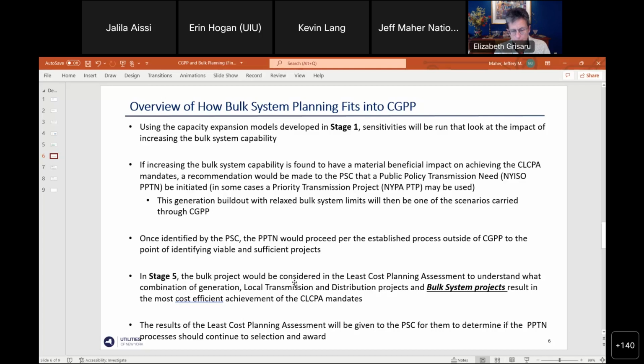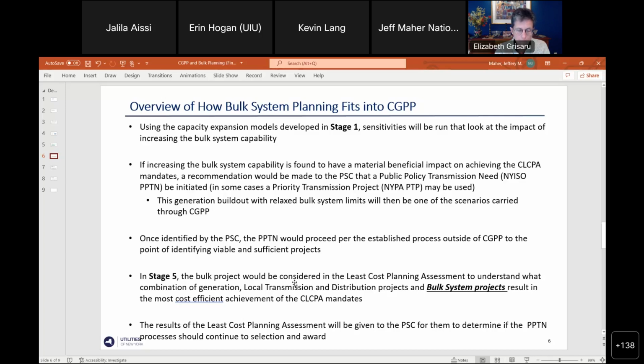Yeah, I'll try to clarify. When you think about the benefit-cost balance, what we're doing in stage 1 is trying to understand the benefits. But we don't view ourselves as able to fully understand the cost piece at stage 1. So in stage 1, we'll just relax these interfaces. We'll understand what the benefit of relaxing those interfaces might be. And then we will give the commission that information: here appears to be a benefit associated with increasing transmission capability across the bulk system.